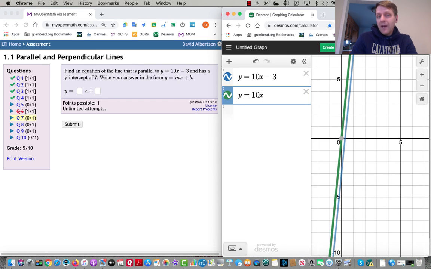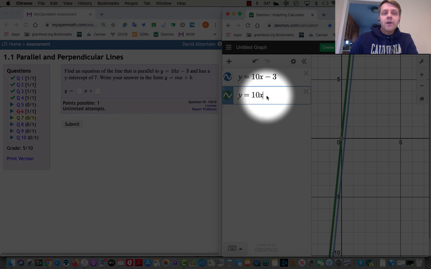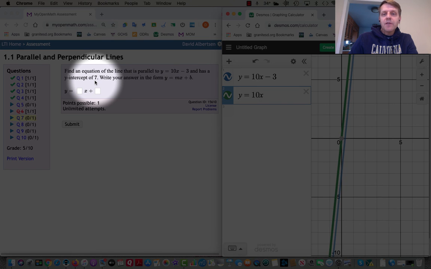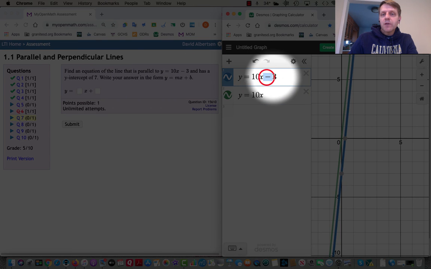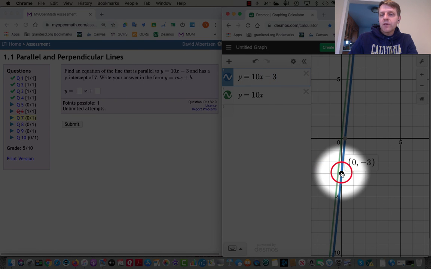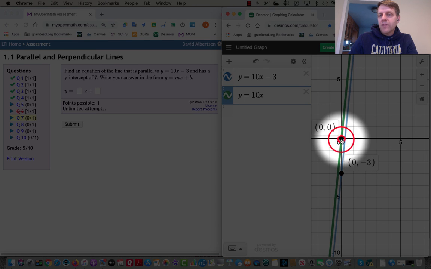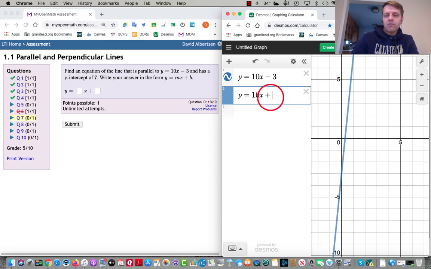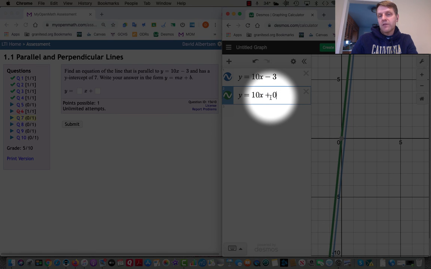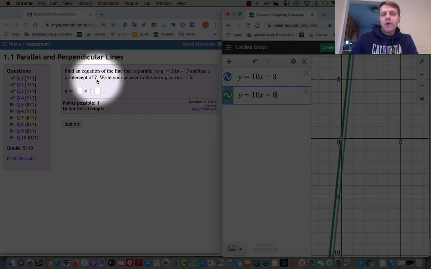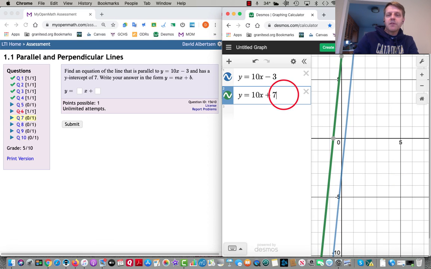Has to be 10x. And then if I want it to have a y-intercept of 7, well, that's this second number here. This is a y-intercept of -3. See, that's the y-intercept of -3. Right now, my green one has a y-intercept of 0 because that's what's there. There's nothing there, so that's a 0. But I don't want a 0. I want a y-intercept of 7. So instead of 0, I'm going to type a 7.